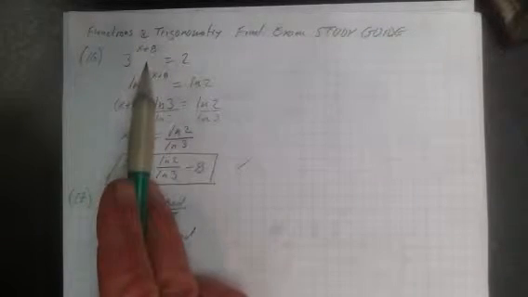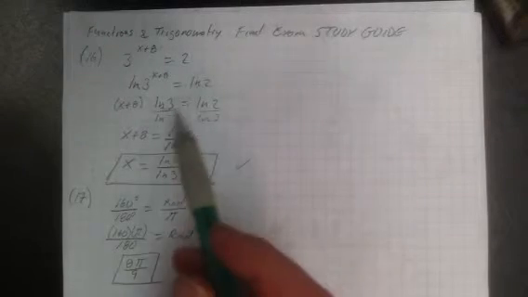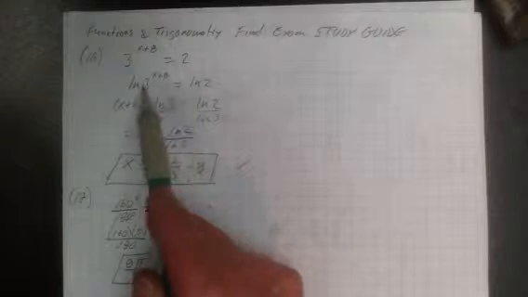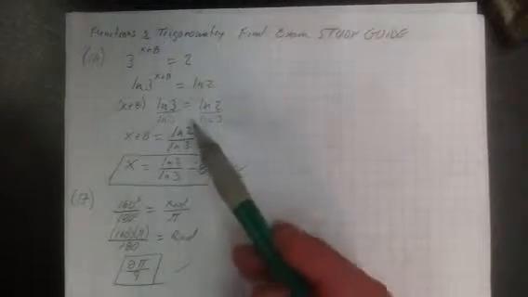3 raised to the x plus 8 equals 2. Now how are we going to solve this? Well, this is what we use logarithms for. My first move is I'm going to take the logarithm of each side. Now you can use log base 10. You actually can use log base anything. I'm using the natural log because the problem asked me to. It says express the solution set in terms of the natural logarithm. So I'm going to use the natural log.